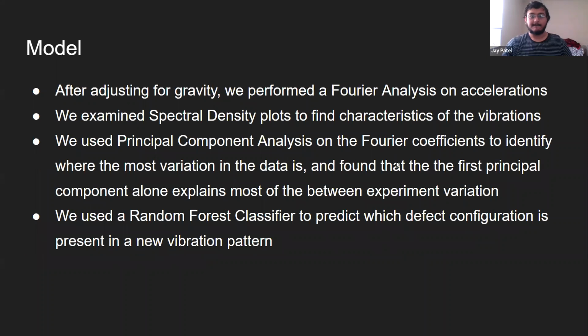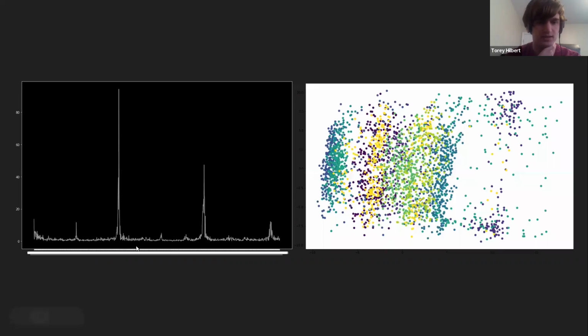After collecting the data, we performed a Fourier analysis on the accelerations corrected for gravity, and we examined the spectral density plots to try to identify key characteristics of what each configuration's vibrations look like. We then used a random forest classifier to predict which defect configuration was present in a new vibration pattern. On the left, we see what a typical spectral density plot looked like for a snippet in the data, and on the right, we have a plot of the first 2 principal components of all the data.